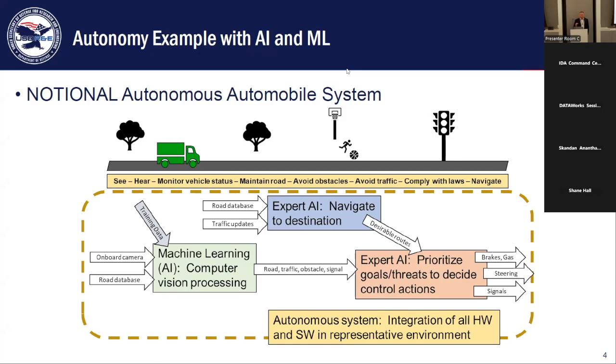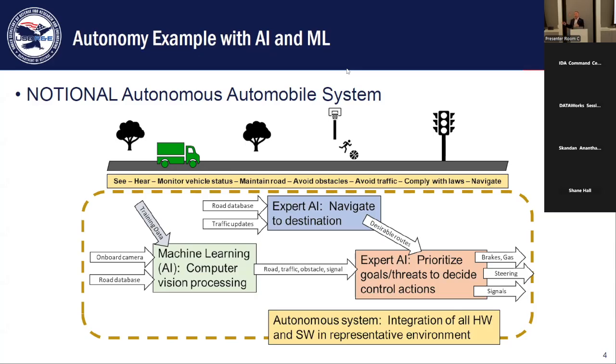So as components of this system, it may have multiple types of AI involved. Some of them that we've heard about a bunch over the last few years is machine learning and computer vision processing that maybe have some training data, have some onboard cameras, road databases, that's a component of the system. Another component might be its navigation. It's doing some route optimization based on road databases, maybe some real-time traffic updates to give an optimal route to get to where it's trying to go.